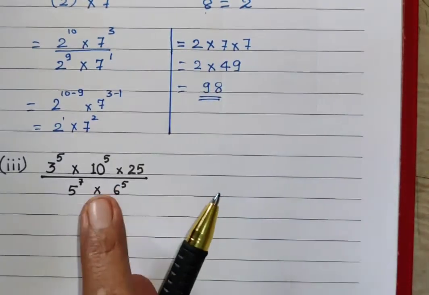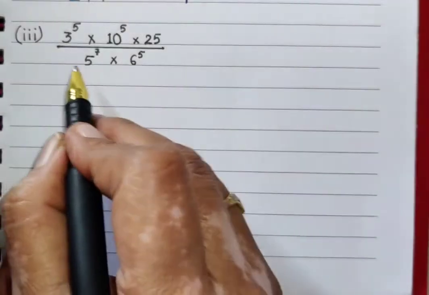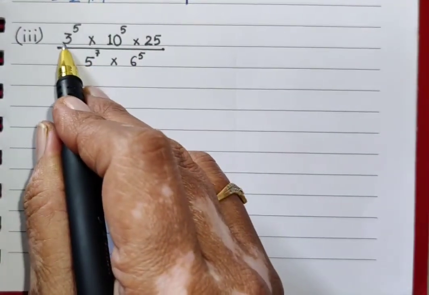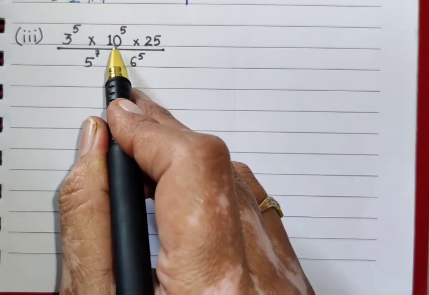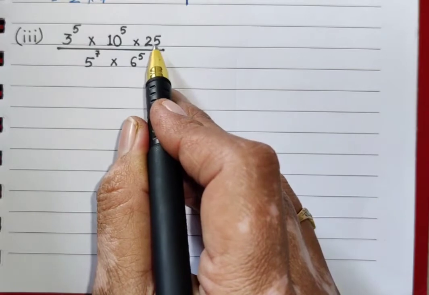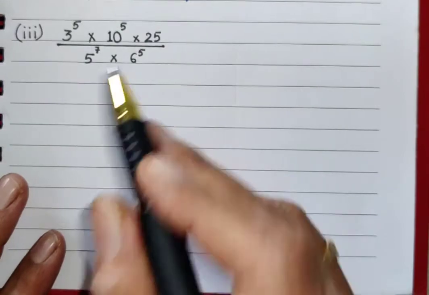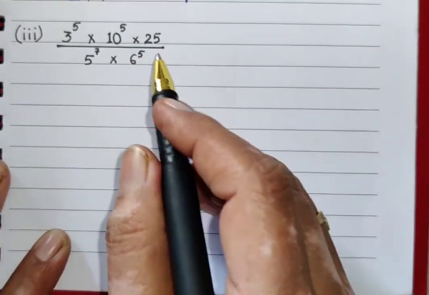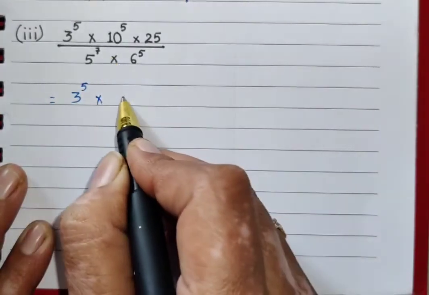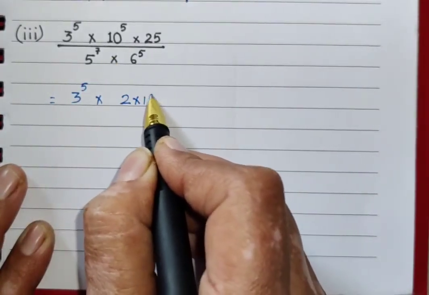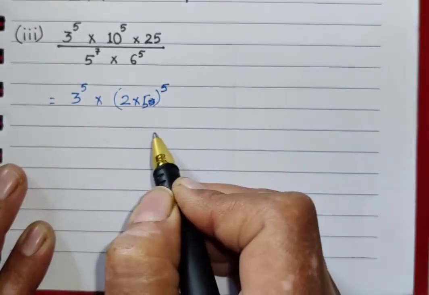Okay students, now let us move on to the next question. That's number 3. Here the bases 3, 5 are there. Here 10, we can bring it in the form of 2 5s are 10, 25 as 5 5s are, 6 as 2 3s are. So we can bring the bases 2, 3, 5 after expanding them. So let's expand them. That is 3 to the power 5. Here 10 is written in the form of 2 5s are 10, and to the power 5 here.